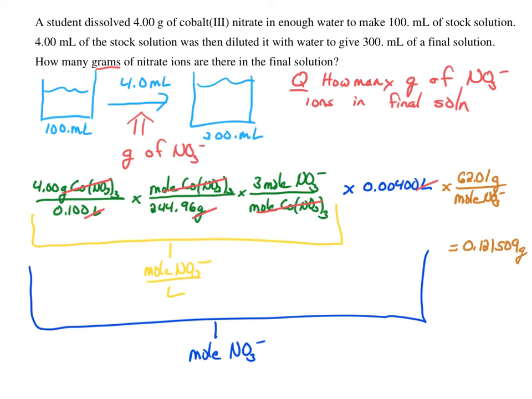grams. Finally, let's look at our sig figs. 3 and 3. This has 5. This is exact, so it doesn't impact sig figs. Here's also 3, and 4. So we are limited to 3 sig figs. We have 0.122 grams as our final answer.